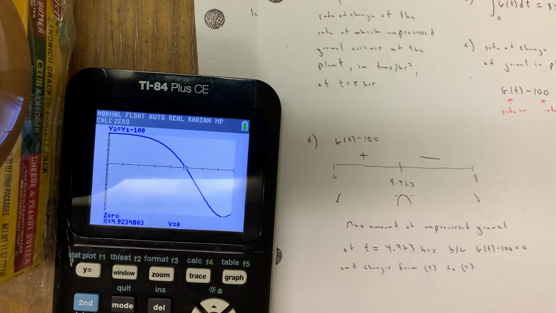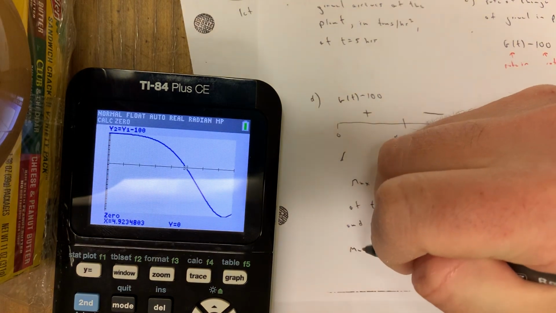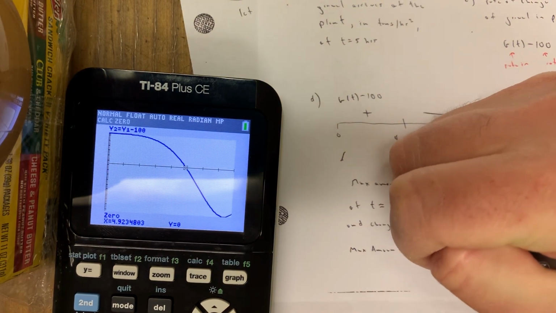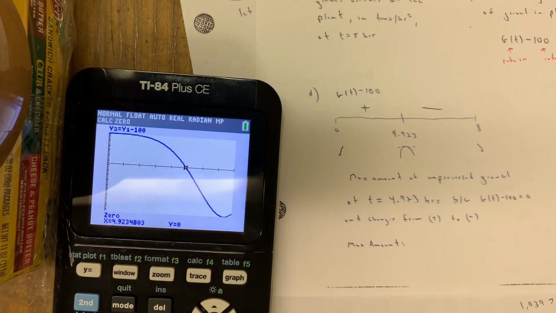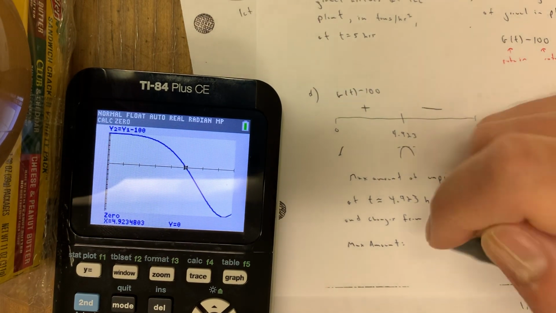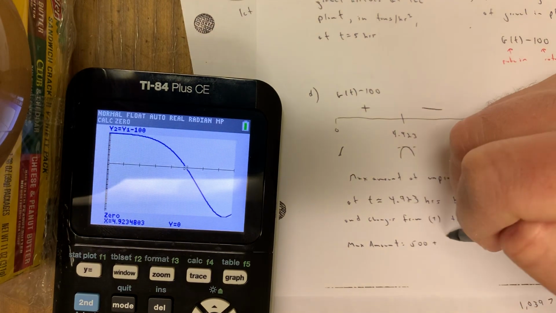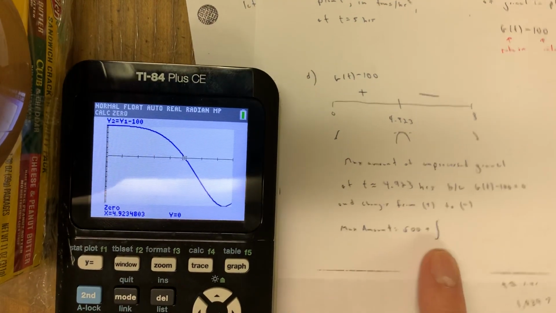Sometimes they just want to know when there's the maximum amount of unprocessed gravel, but here they actually want to know what the max amount is. So we got to calculate the max amount. And remember, we got to take the amount that came in and subtract from it the amount that left. But we also have to start with that initial amount of 500 tons. And let's add to that the amount. Remember, this is T equals 0, 500 tons.